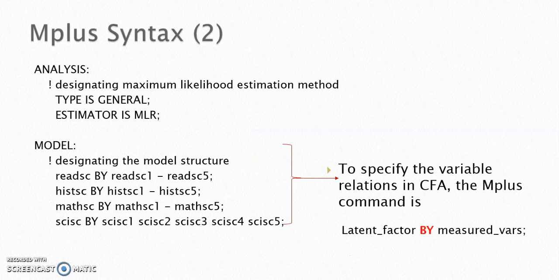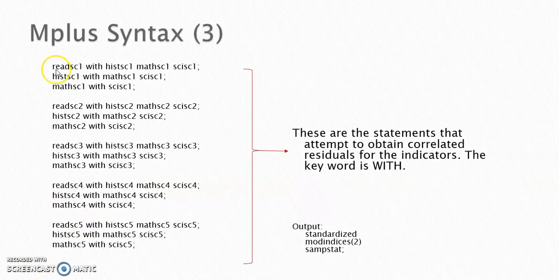In the model section, you specify the relationships between the factors and their measured indicators using the keyword by. For example, reading self-concept is measured by reading SC1 through reading SC5. You do the same for the other factors in the model. In the next part, still in the model section, I need to specify the covariances between the items that have correlated error variances. Remember that the first question of every set shares the same stem, second questions share the same stem, so on and so forth.